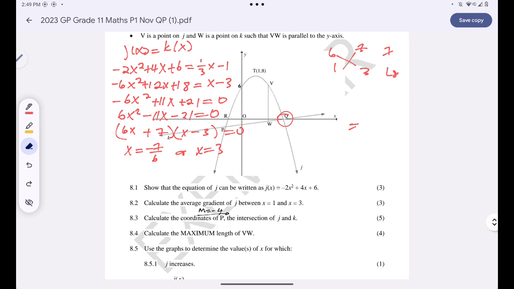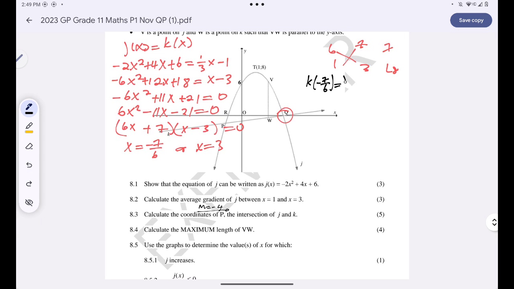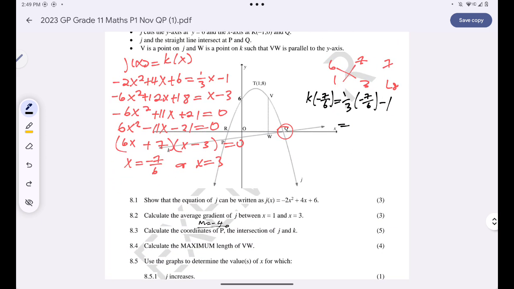Let me write neatly. K of -7 over 6. Whenever I see x, I'll just substitute -7 over 6, minus 1. So this will just give me 1 over 3 multiplied by -7 over 6 minus 1. That's 25 over 18.